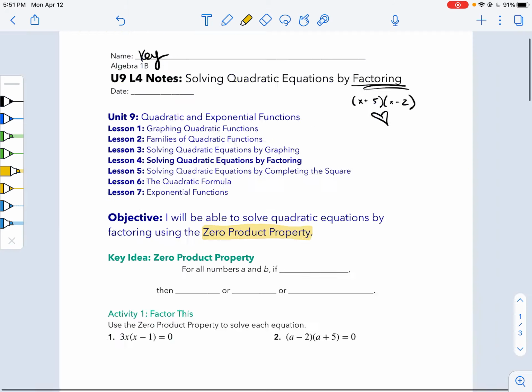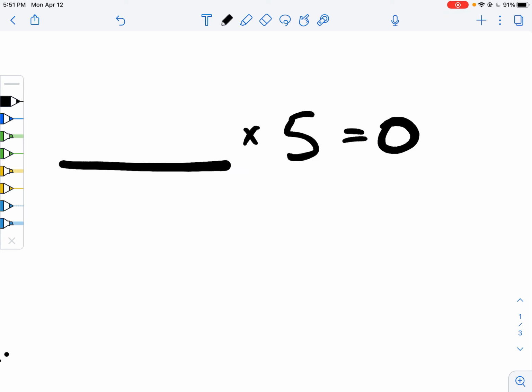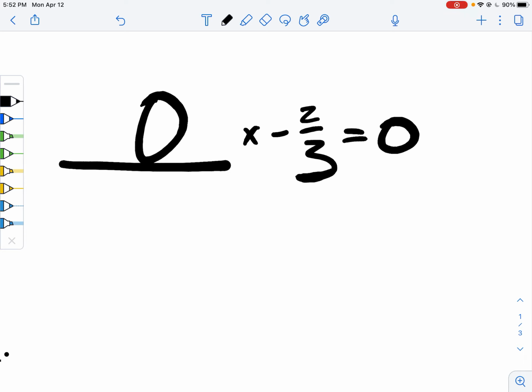Here's why. All right, I'm thinking of a number, okay, and when you multiply it by 5, it's equal to 0. What is that number? You're right, it's 0, because 0 times 5 is 0. Okay, good. I'm thinking of another number, and when you multiply this number by 18, it's 0. You're right, it's 0 again, because 0 times 18 is 0. Okay, last one. I'm thinking of a number, and when you multiply it by negative 2/3, it's 0.